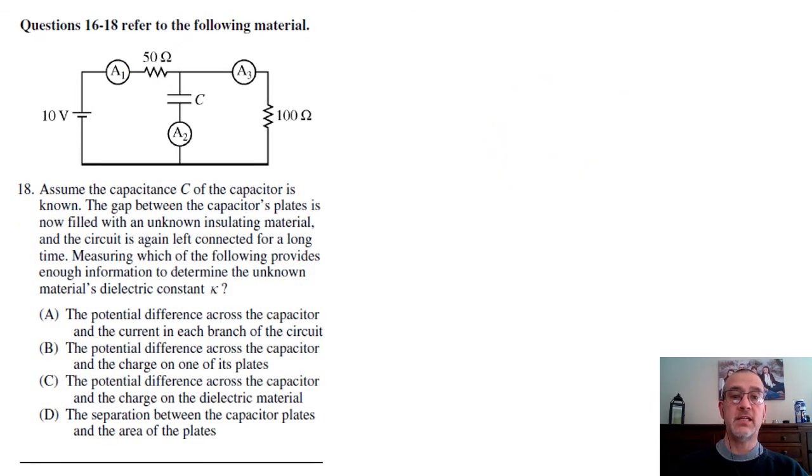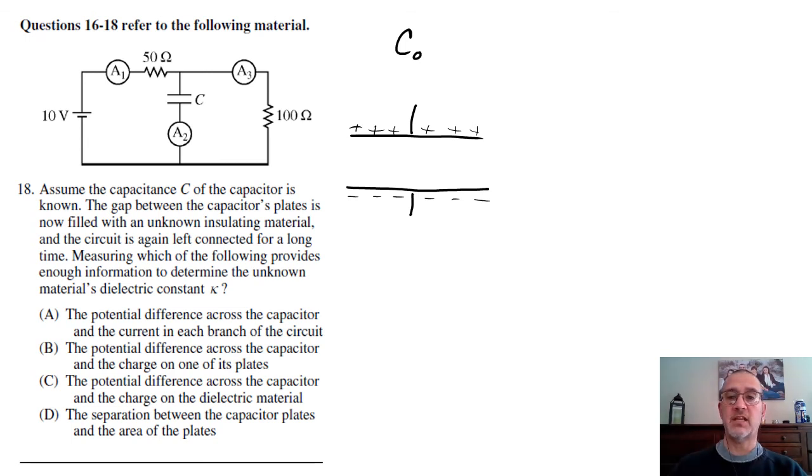Now question 18 says, assume the capacitance of the capacitor is known. So let's just write that as C0. We know the initial capacitance. And now the gap between the capacitor's plates is filled with an unknown insulating material. So what's that going to do? Well, normally when a capacitor is charged, we've got a positive, say, top plate and a negative bottom plate, and they're going to set up an electric field, but it has to do with how much those positives and negatives are attracting each other. That is about how much charge can build up on those plates.